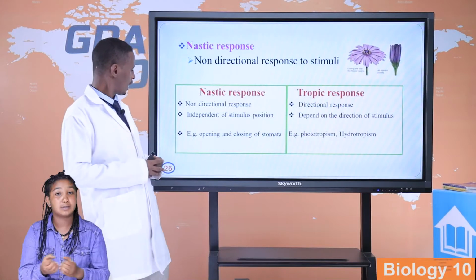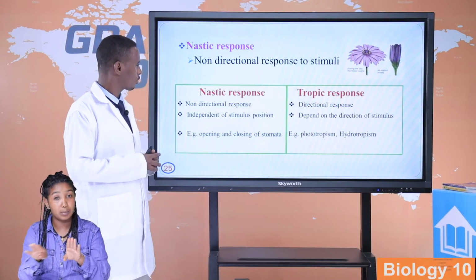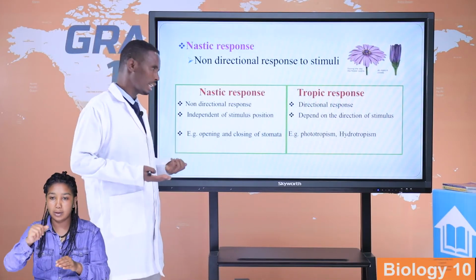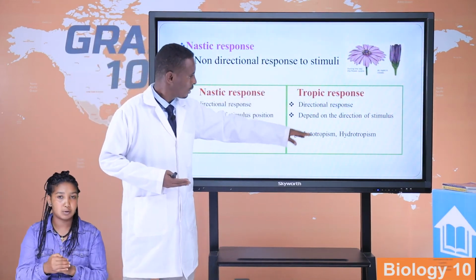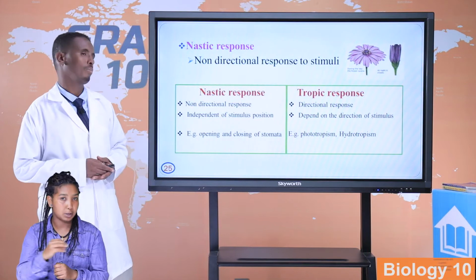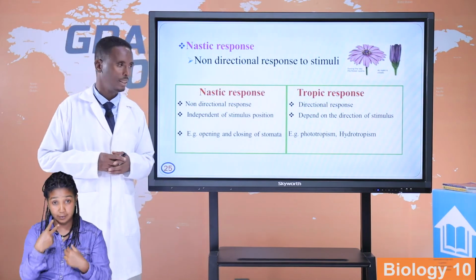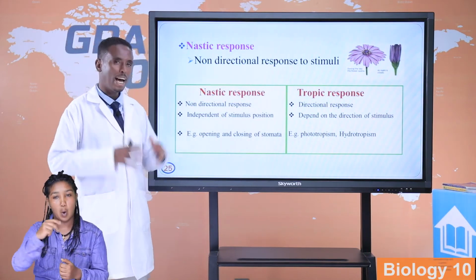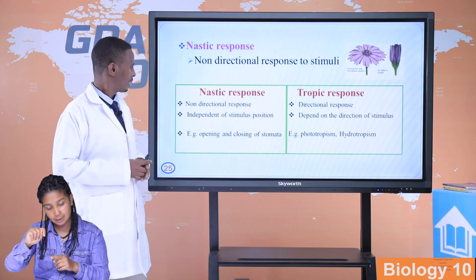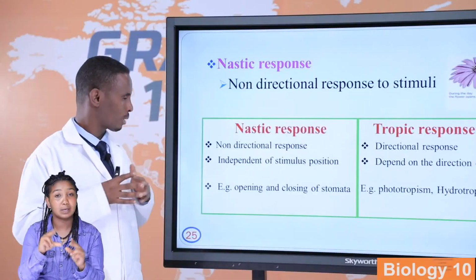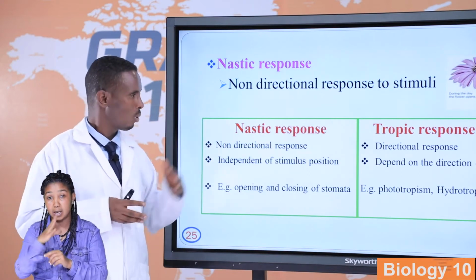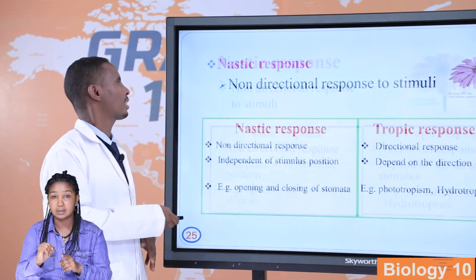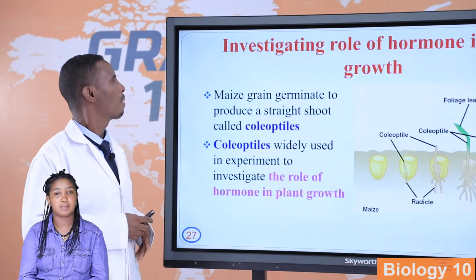So the most important examples of nastic response are opening and closing of the stomata, like photonastic and thigmonastic, whereas phototropism and hydrotropism are examples of tropism. So we have seen tropic response and nastic response. Nastic response is non-directional, whereas tropic response is directional.